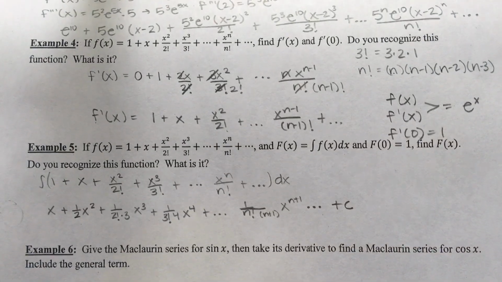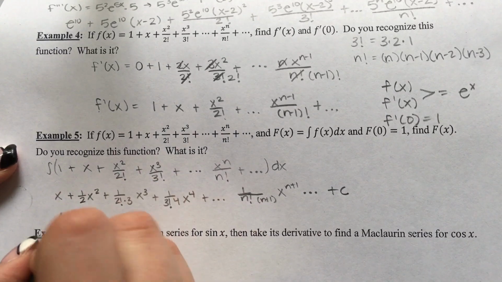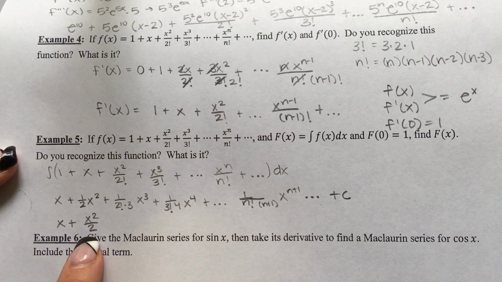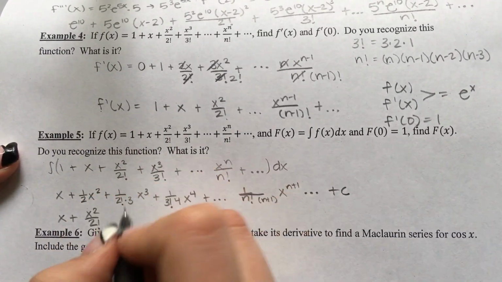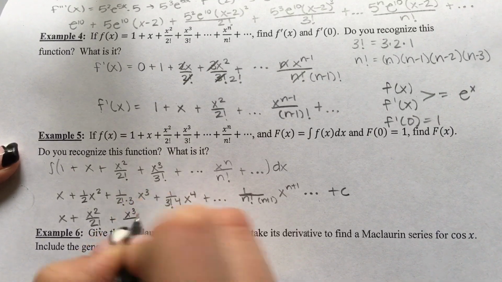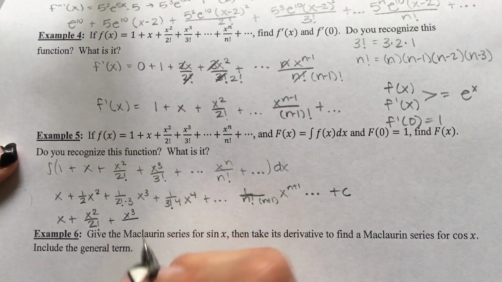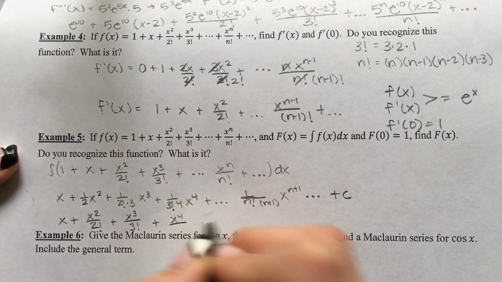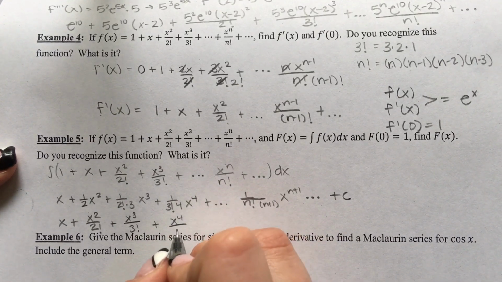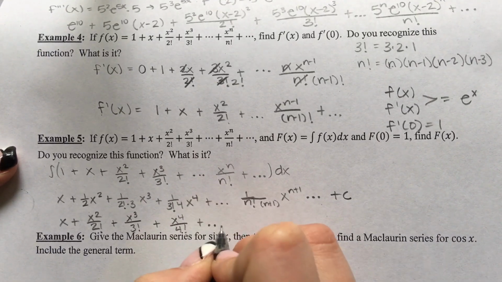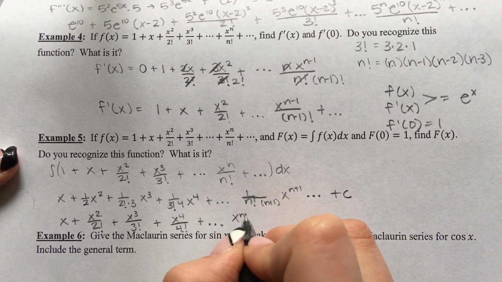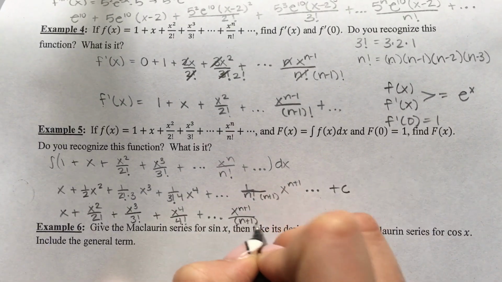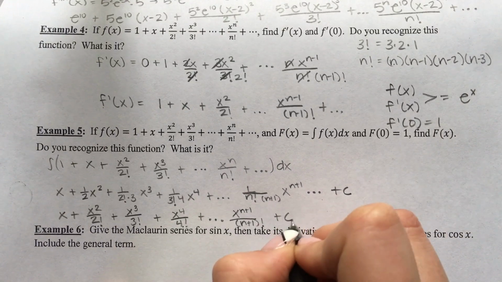So if we were to simplify this, I can say that this is x plus x squared over 2. 2 is the same thing as 2 factorial, so I'm going to go ahead and write 2 factorial, plus x to the third over 2 factorial being multiplied by 3, which is the same as 3 factorial, plus x to the fourth over 3 factorial multiplied by 4, which is the same as 4 factorial. And then I've got x to the n plus 1. n multiplied by n plus 1 is the same as n plus 1 factorial. Right? And then we have that plus c on the end.